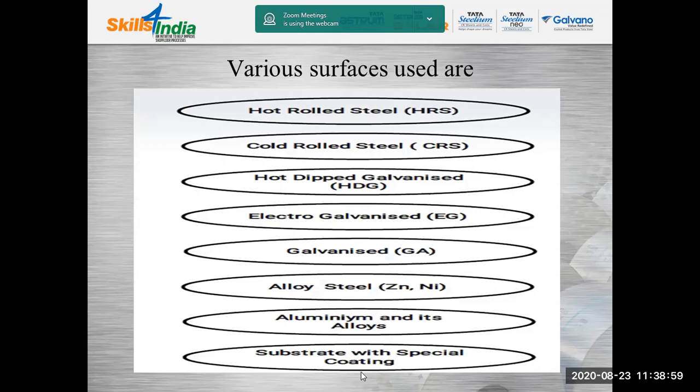These are the various surfaces used for coating: HRS, hot rolled steel, cold rolled steel CRS, hot dipped galvanized, electro galvanized, alloy steel, aluminum and its alloys, and substrates with special coating.